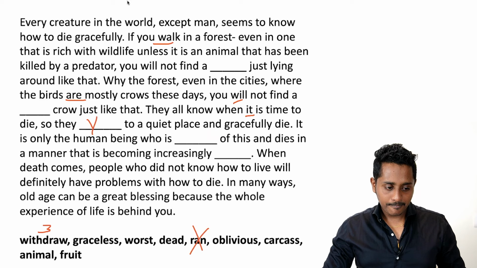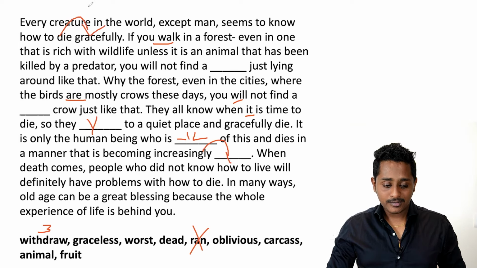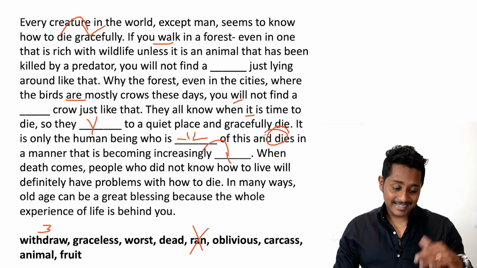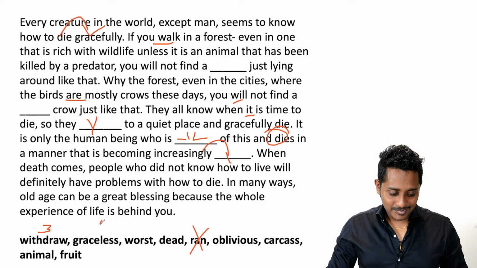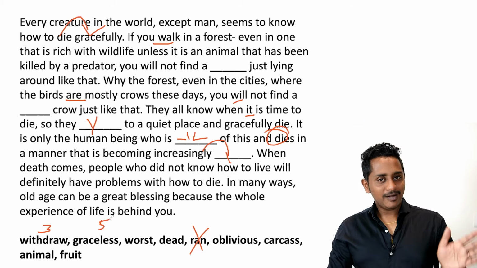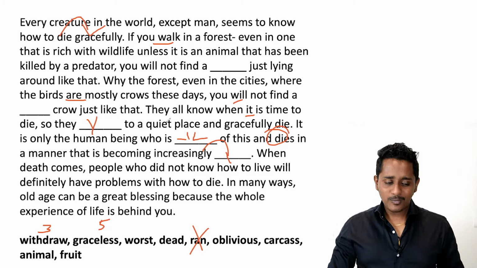So let's say I don't know this, who is dash of this and dies in a manner that is becoming increasingly, see here, die gracefully. It's all about dying gracefully. But the human being is dying ungracefully, no, gracelessly. Graceless is going to be the 5. There are some clues you need to understand. Apart from those clues, I'm talking about a bottom-up approach and the elimination method. So now we have some understanding.